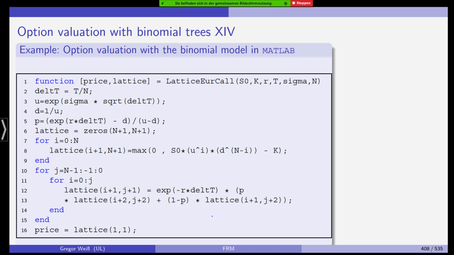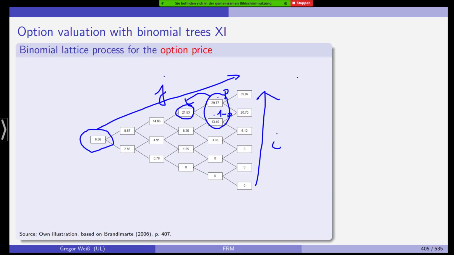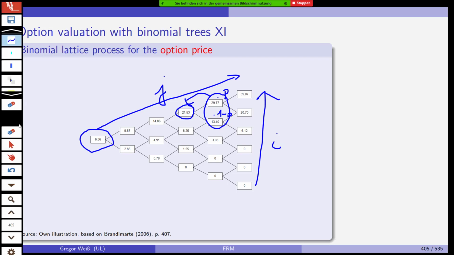So what we're doing is lattice I plus 1 in the last n plus 1 column, we have the option payout, maximum of 0 and so on and so on. And then we go through the whole lattice recursively. As I've shown you here, we actually, let me erase all this.